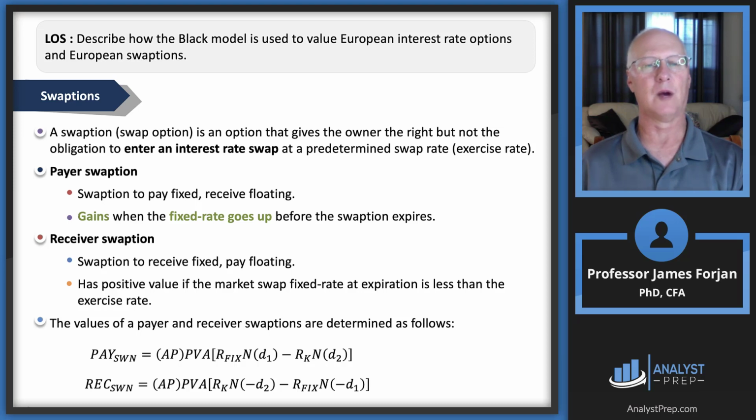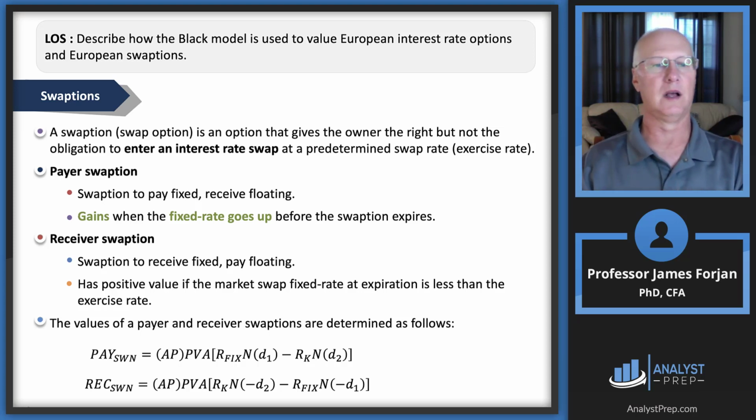So what is a swaption? It gives the owner the right, but not the obligation to enter an interest rate swap. So payer swaption, so we're going to pay the fixed and receive floating. Receiver swaption will do just the opposite, receive fixed and pay floating. So for the payer swaption, we're betting that the interest rate goes up, right? And with a receiver, we're betting on just the opposite.